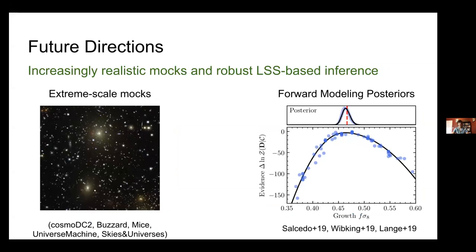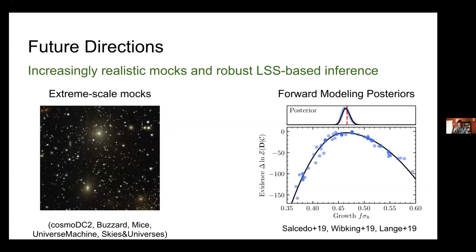Shown in this plot on the left is an image of the Cosmo DC2 mock galaxy catalog. This was generated using the Outer Rim extreme scale simulation run by the HACC team at Argonne as part of the Data Challenge 2 of the LSST DESC collaboration, the Vera Rubin Observatory. And there are by now many other examples of high quality mock galaxy catalogs generated with extreme scale simulations such as this. I'll list a few here at the bottom of this image.